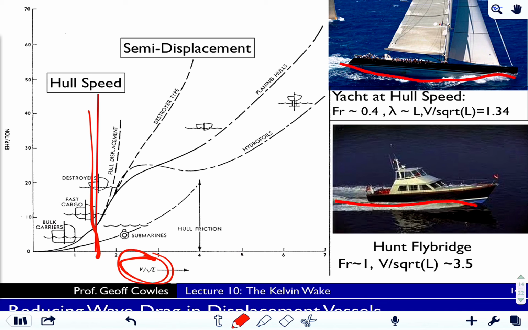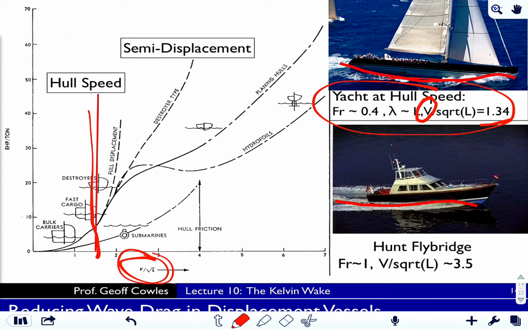And I have some examples of these. Here's a yacht at hull speed. Lambda is a little bit longer than L. And you're about 1.34 for your speed to length ratio. So if you go to buy a displacement sailboat like this one, and you're trying to figure out its maximum speed, you can do that. If you know the waterline length, L, you can calculate the maximum speed, because 1.34 is going to be your maximum speed to length ratio, roughly, and this gives you your V in knots.